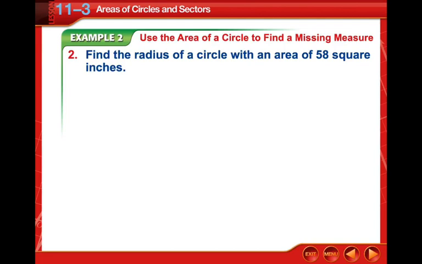So now we want to find the radius of a circle with an area given to us. So we're working backwards with our formula here, still using the same formula. Area of a circle is pi r squared. Now we don't know our radius, but the area of the circle is 58 square inches. So we just plug that in. 58 equal to pi times r squared. We divide both sides by pi.